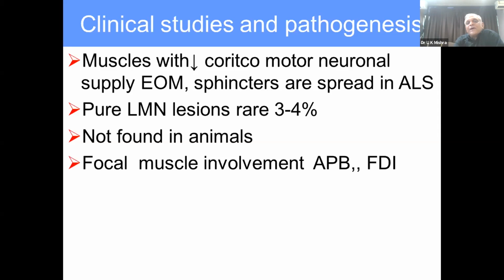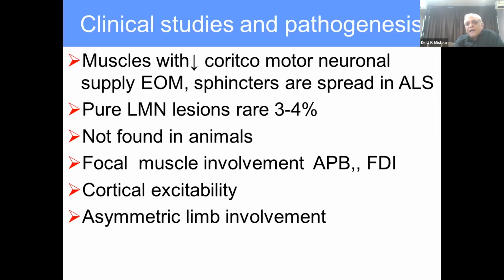And then focal muscle involvement mainly occurs in APB and FDI. When you see a case of ALS, you will be struck that even in early cases APB is affected. I had noted this during my student days, and I used to always wonder why it is happening like this. This is probably related to cortical excitability, as human beings have evolved. And number two, there is asymmetric limb involvement. First one side is affected, and then the other side gets affected.